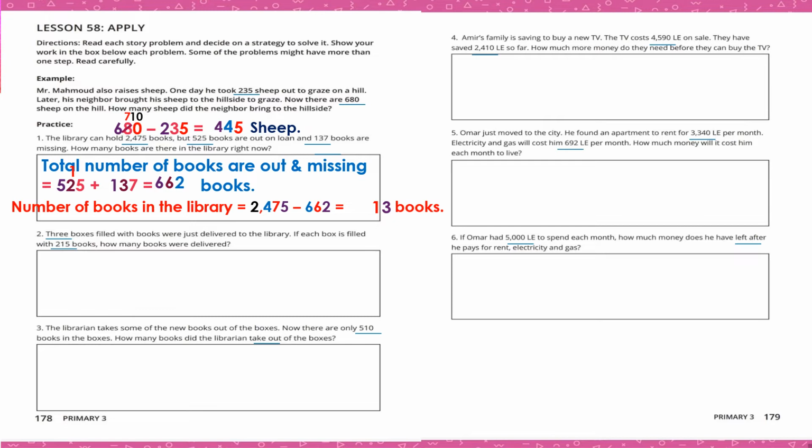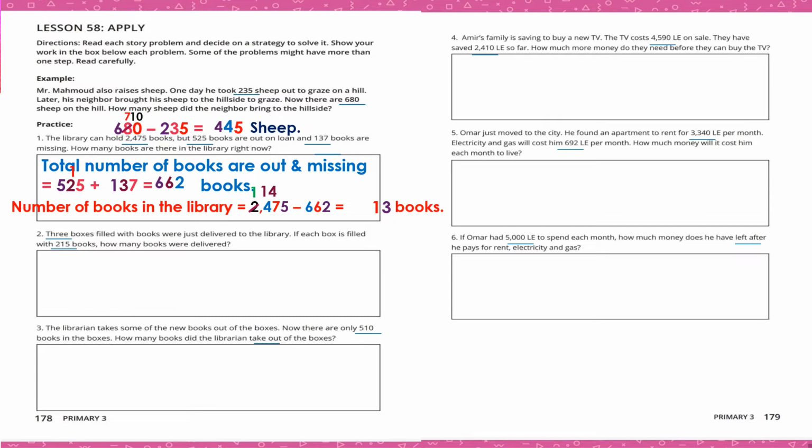Can you take 6 from 4? No, I can't. What shall we do here? Regrouping. Yes. So, I will go to the next door. Can you give me 1? Yes. 2 will give 4, 1. So, 4 will be 14 and 2 will be 1.